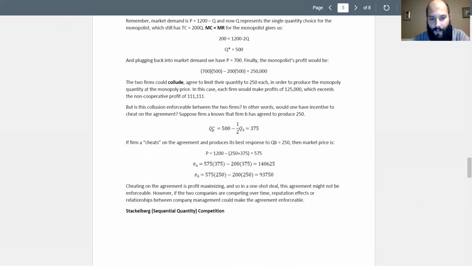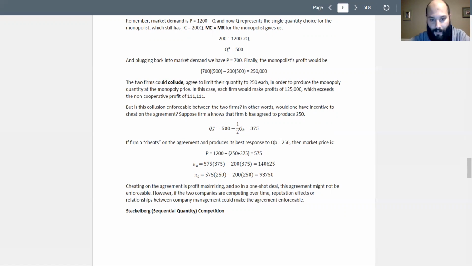What this is telling us is that the best response function for firm A is telling us that their best response to a quantity of 250 is not to also produce 250 and meet the monopoly quantity. It would be to actually produce 375. Let's show it. If firm A cheats on the agreement and produces 375 in response to B producing 250, then we can calculate the market price. We can calculate A's profit. Market price is 575, and A has cheated on this agreement and produced a higher quantity, minus the total costs of producing that quantity.